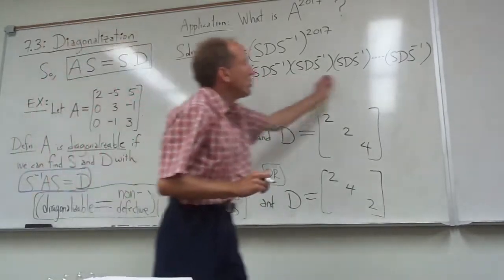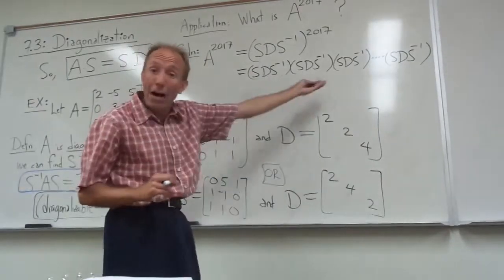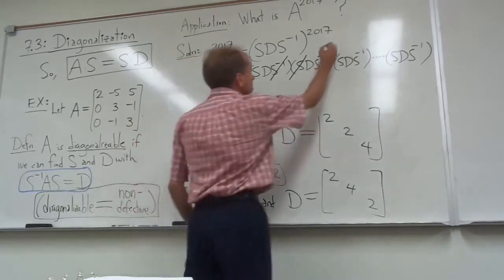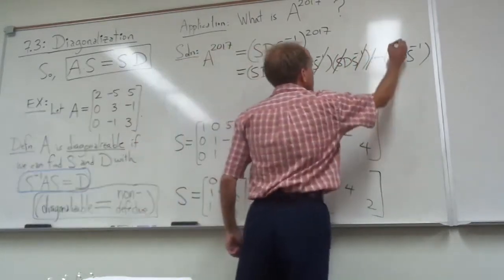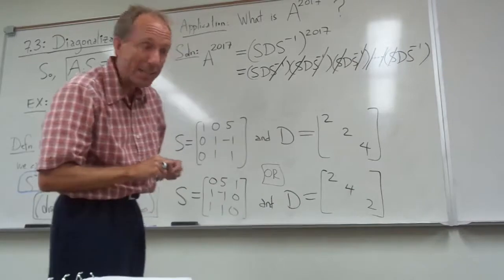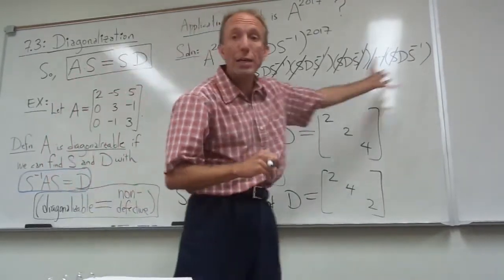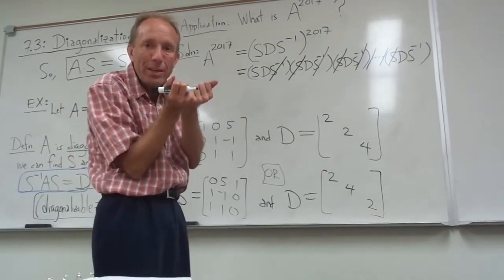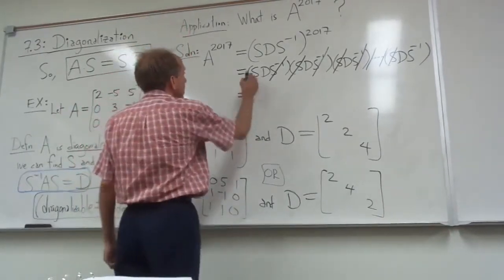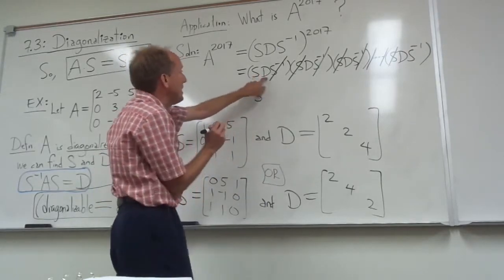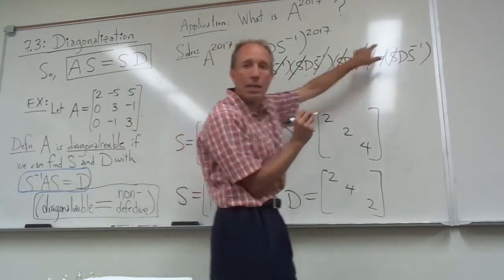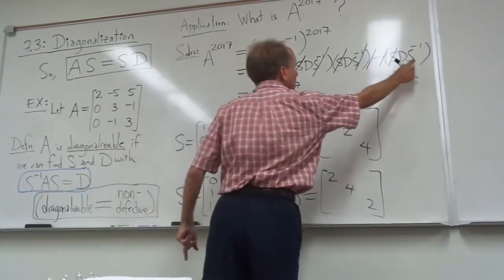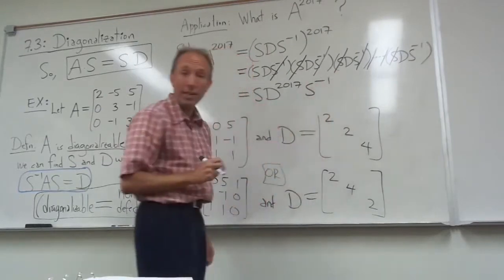But what you'll notice once you've laid that out is that you do have S inverses next to S's. You have a lot of places where S inverse is directly next to S. And therefore, you can cancel the S and the S inverse when they're right next to one another. So what you can do here, guys, you have an S, and then D times D times D times D a whole bunch of times, 2017 times to be exact. And then there's one lonely S inverse at the very end over here.